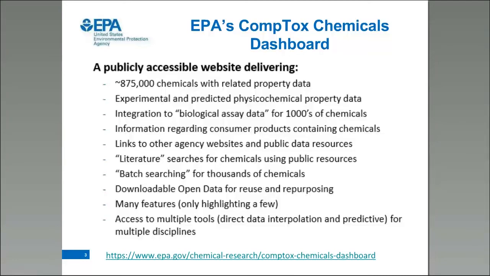We have many links to other agency websites and public data resources. We're also able to do literature searches for chemicals using public resources through the dashboard, and I'll show an example of that. We have batch searching for thousands of chemicals, and this can be done in a variety of ways, and I'll again show an example of that. There have been updates to that since last year. It's also downloadable open data for reuse and repurposing.